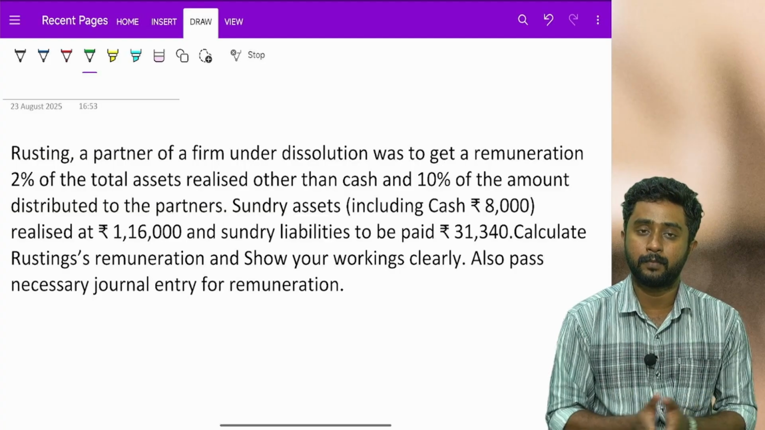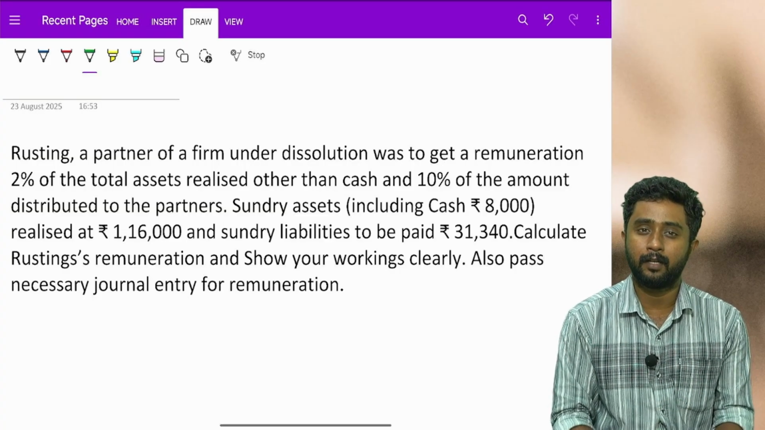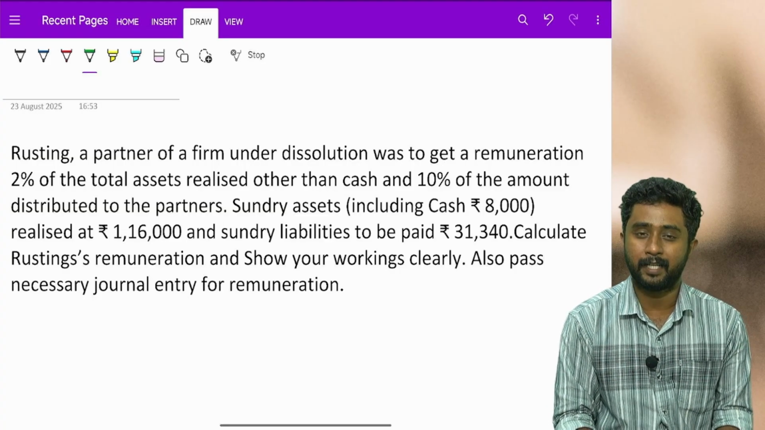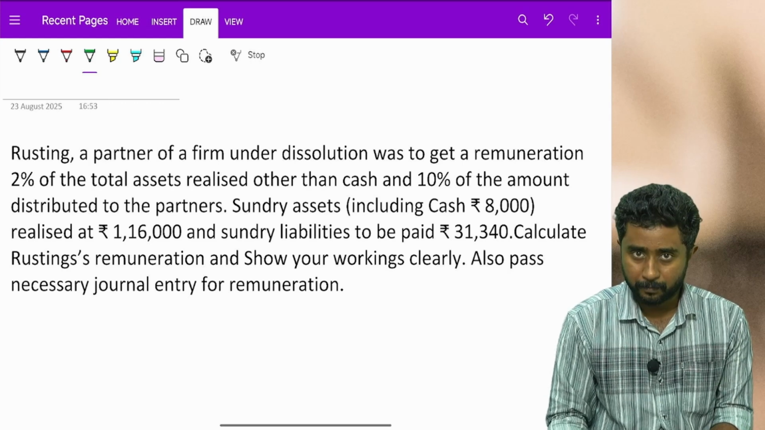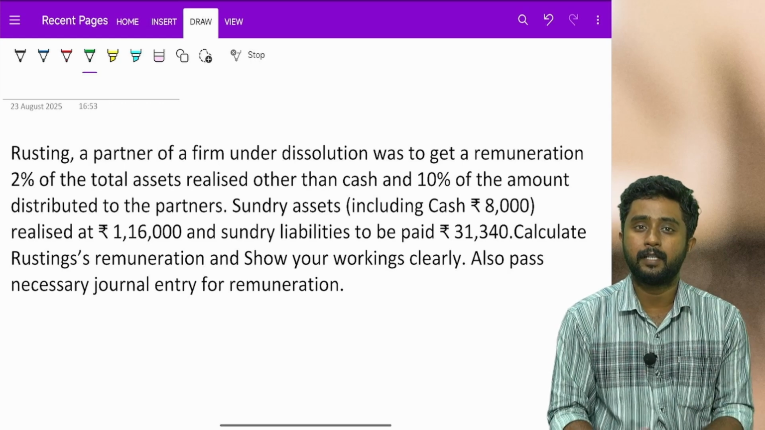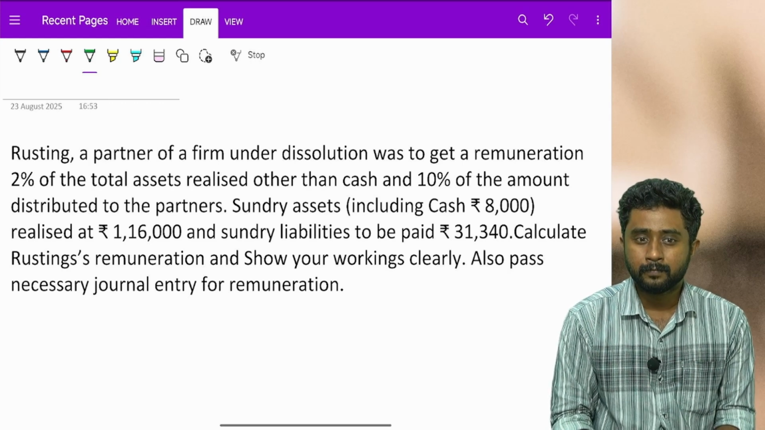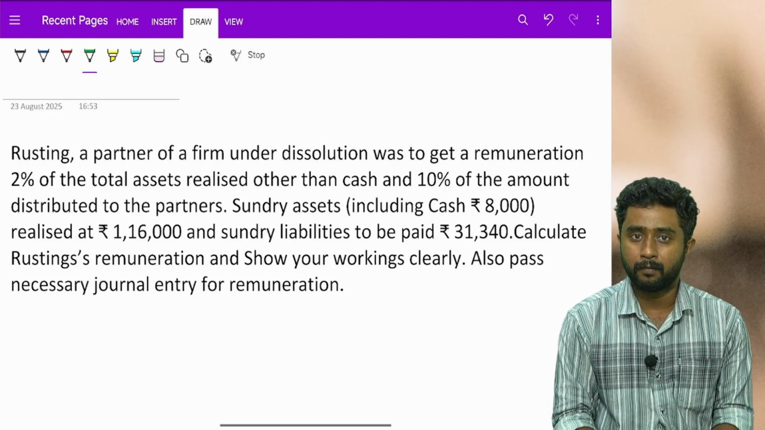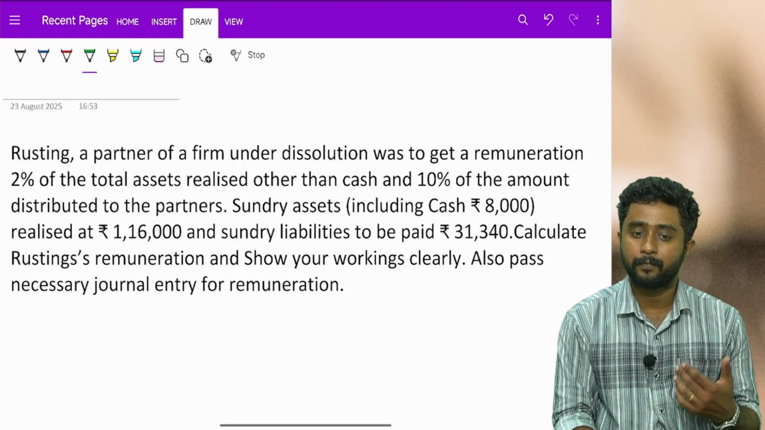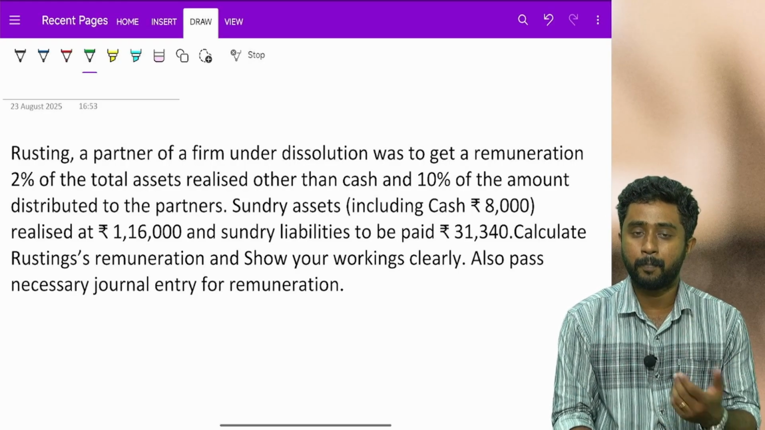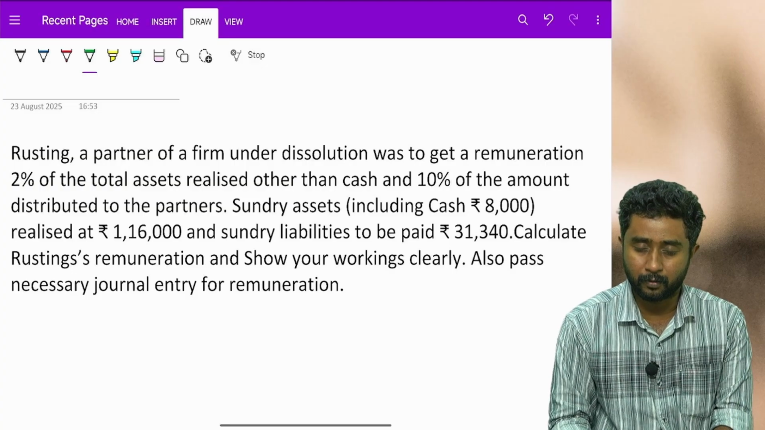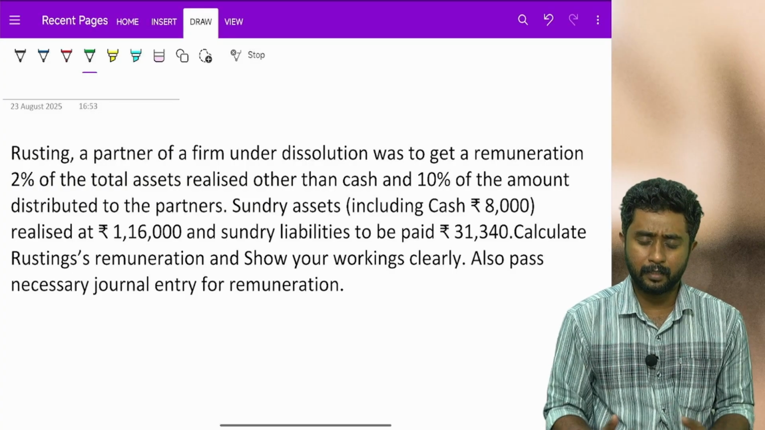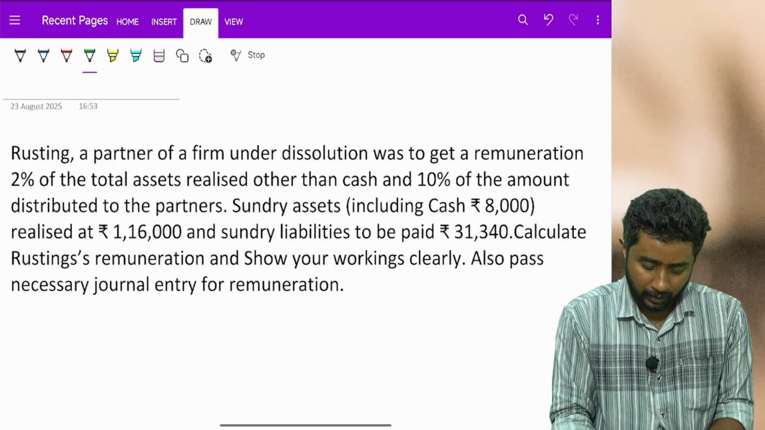Realization expense means any expense related to the selling of assets or payment of liabilities at the time of dissolution of the firm. Usually this expense is paid by the firm, and if it is paid by the firm, there is no problem. Sometimes the firm will not pay it, and a partner will pay this expense on behalf of the firm. You have studied all these kinds of cases.